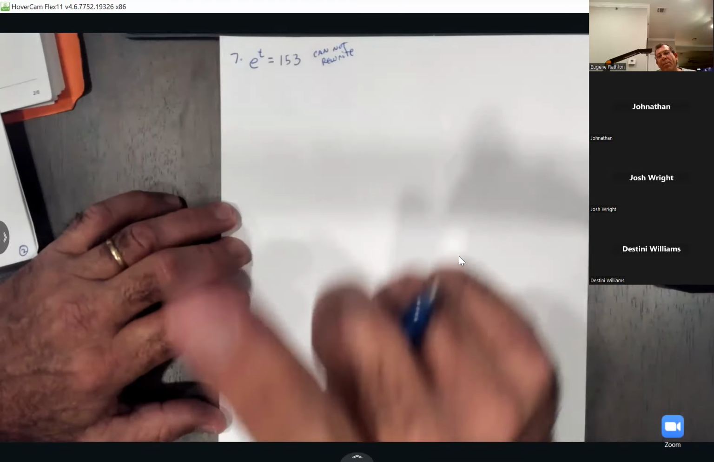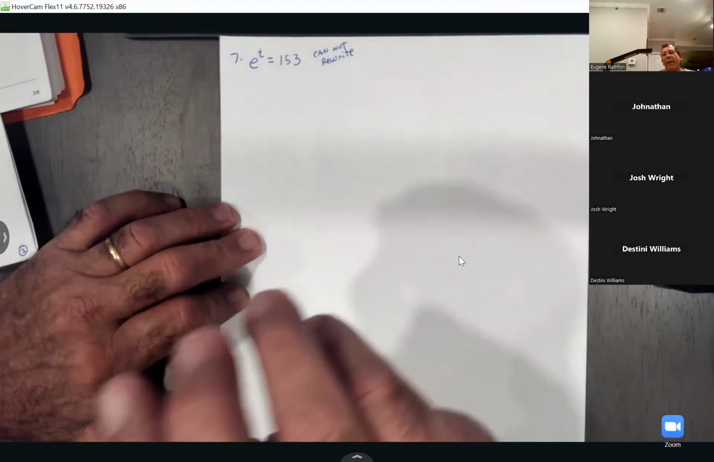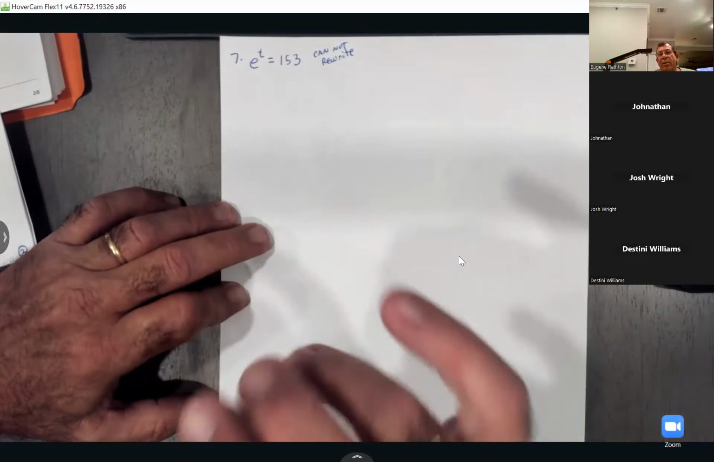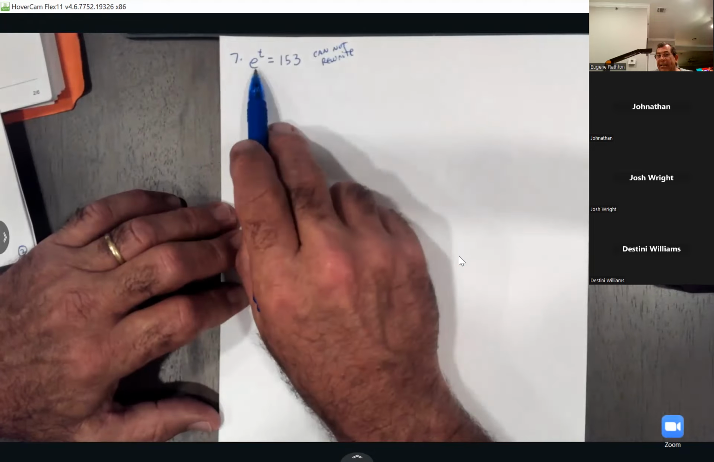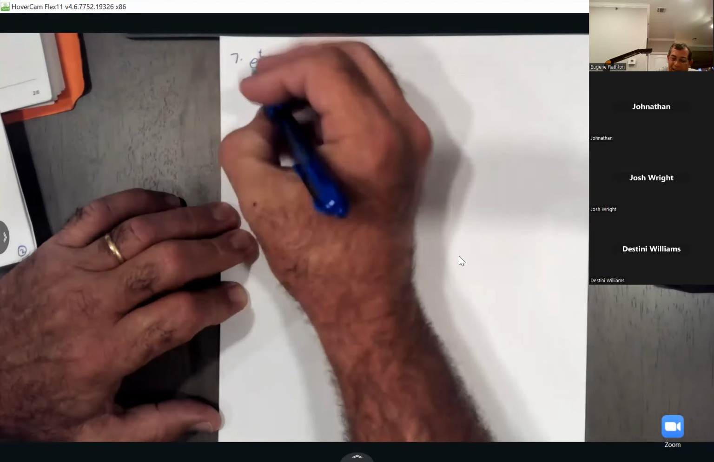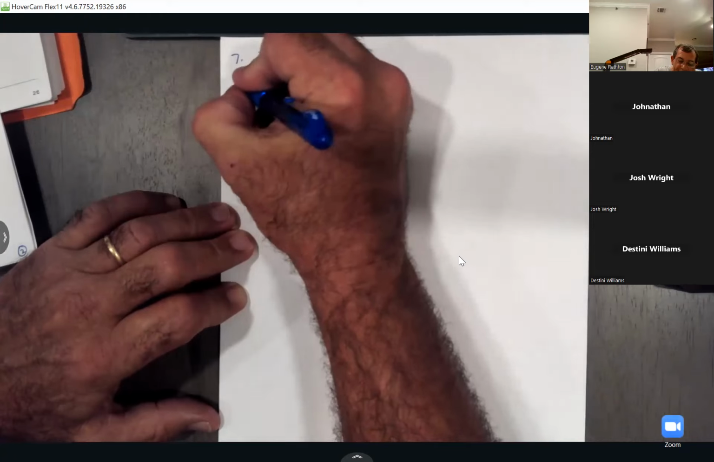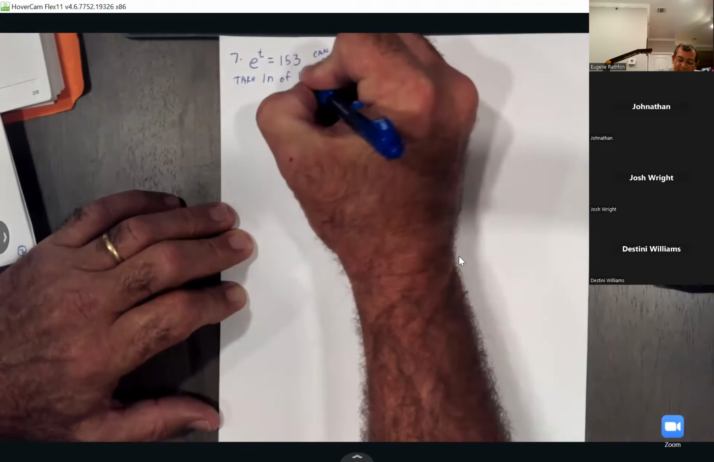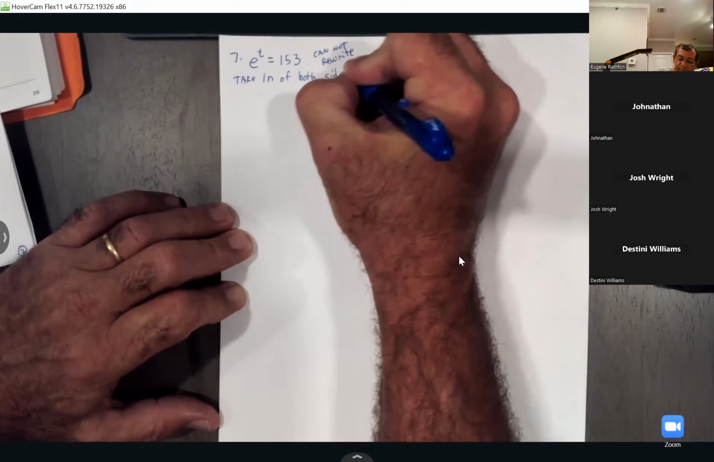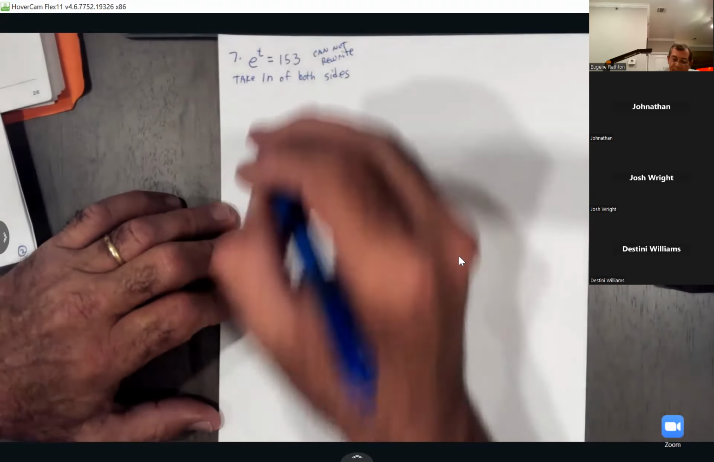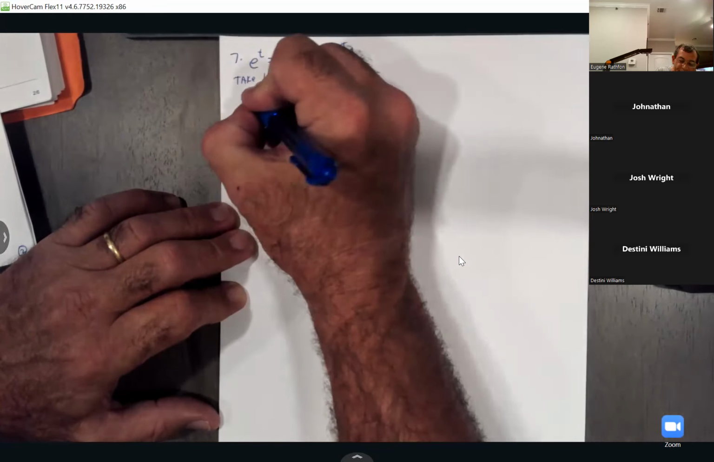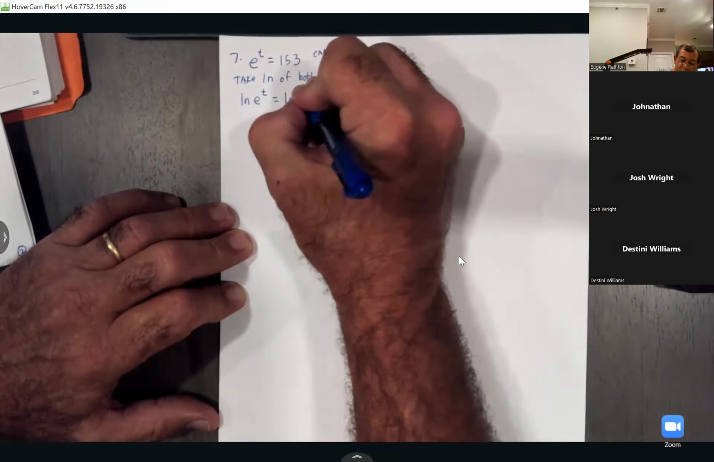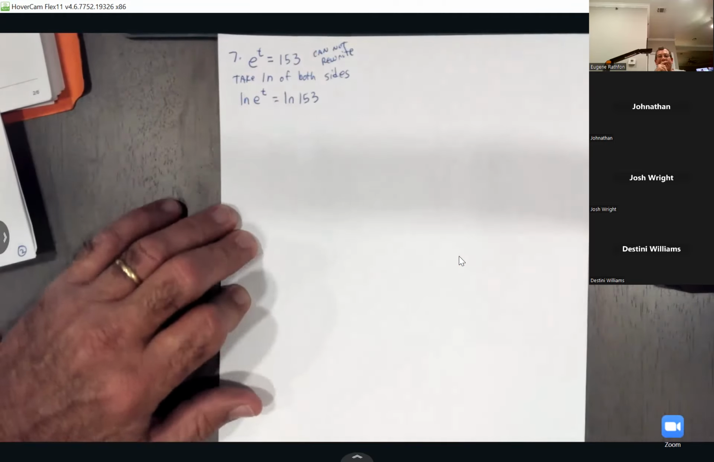Now I'm going to do something different to this one. I'm going to take a log of both sides, but I'm going to use a special logarithm since I got this E here. So when I got an E as my base, I'm actually going to take the ln of both sides. So let's take the ln of both sides. We got the ln of E to the T equals the ln of 153.